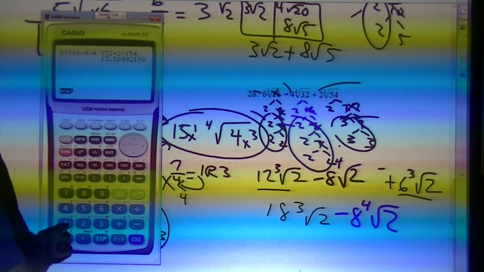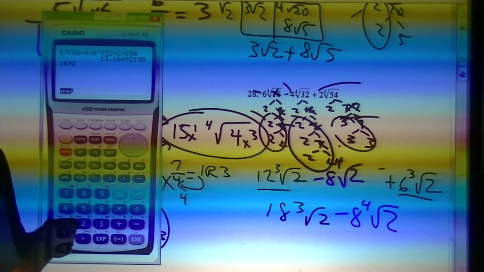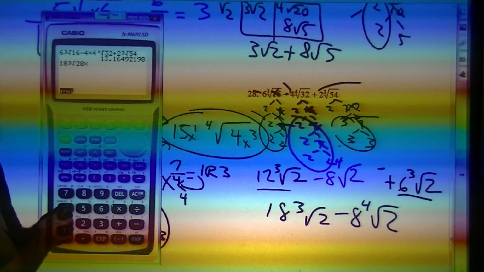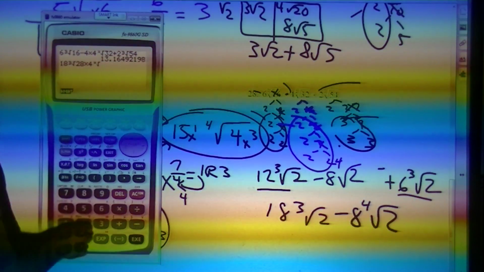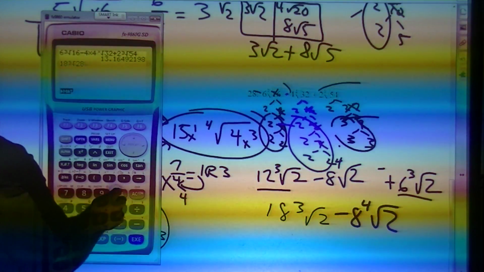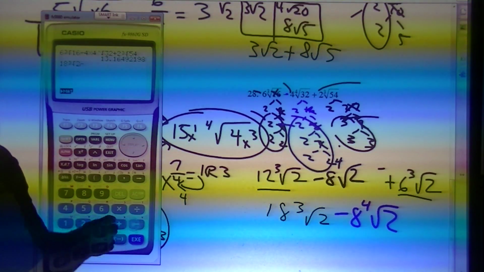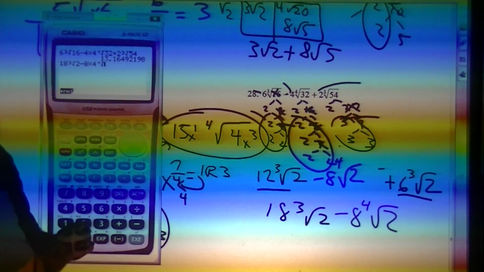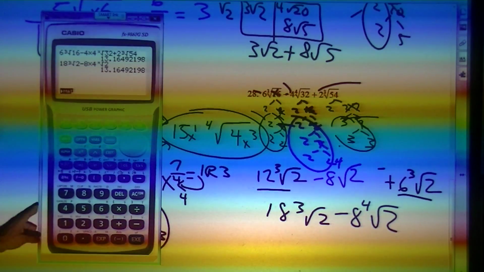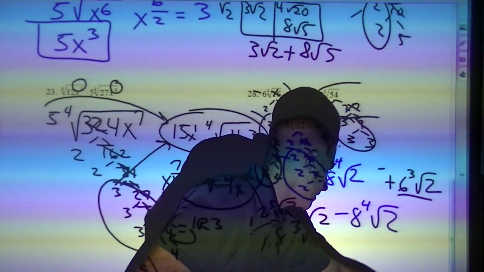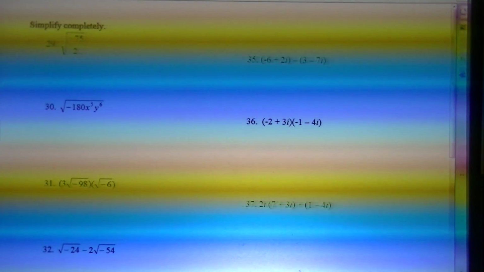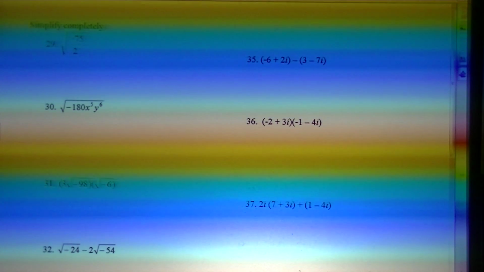Okay, so if I check that, that's 18 cube root of 2 minus 8 times the fourth root of 2. Okay, and that matches, as you can see. All right. Okay, I think that's it for that page. Okay, now on to the next page, only a couple left.